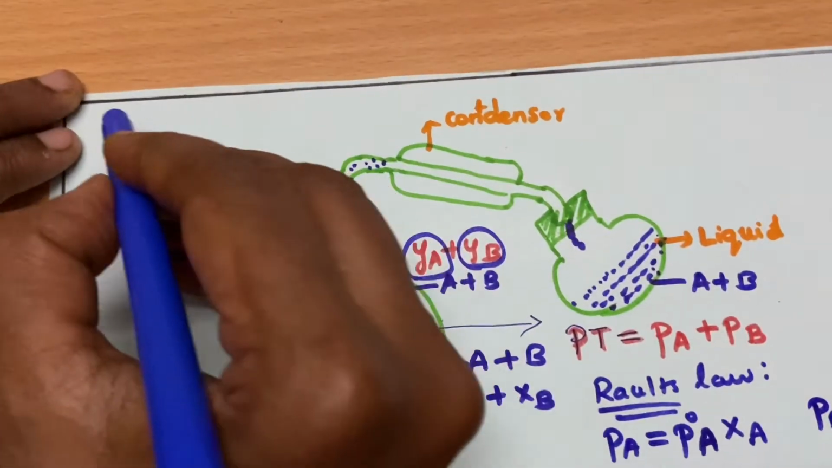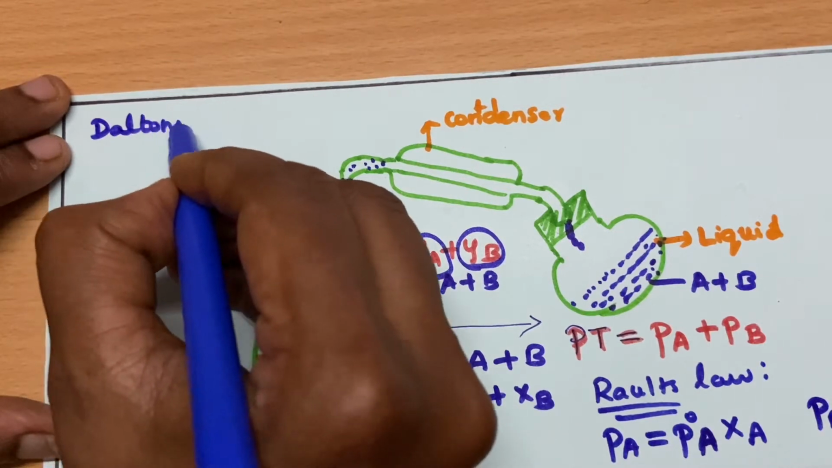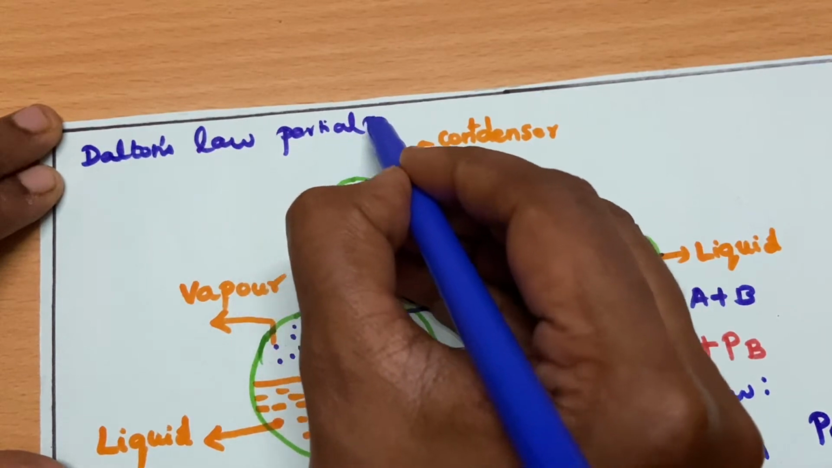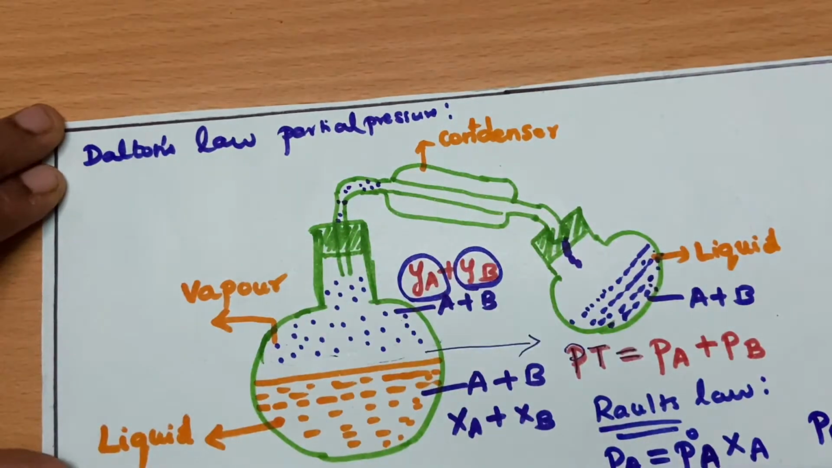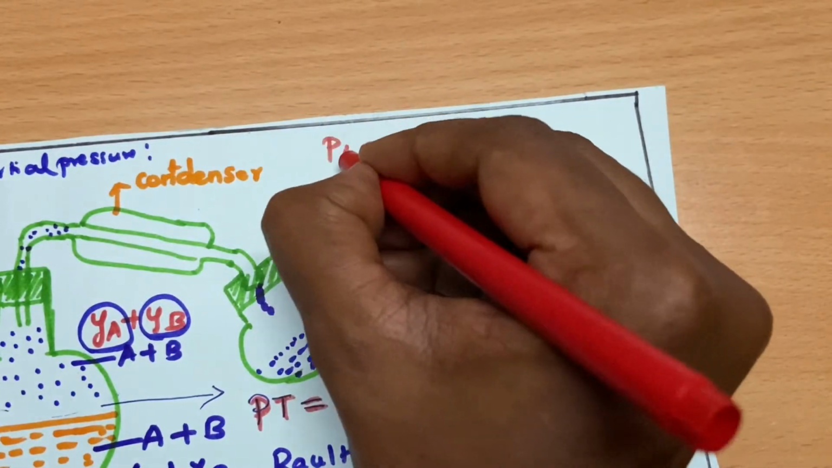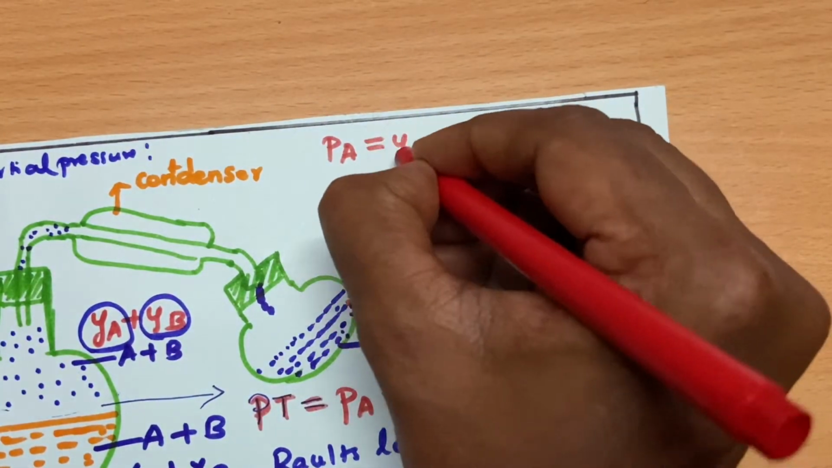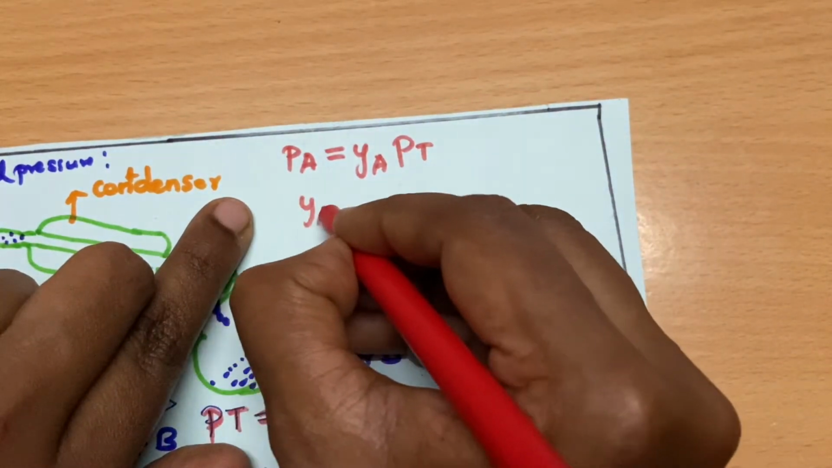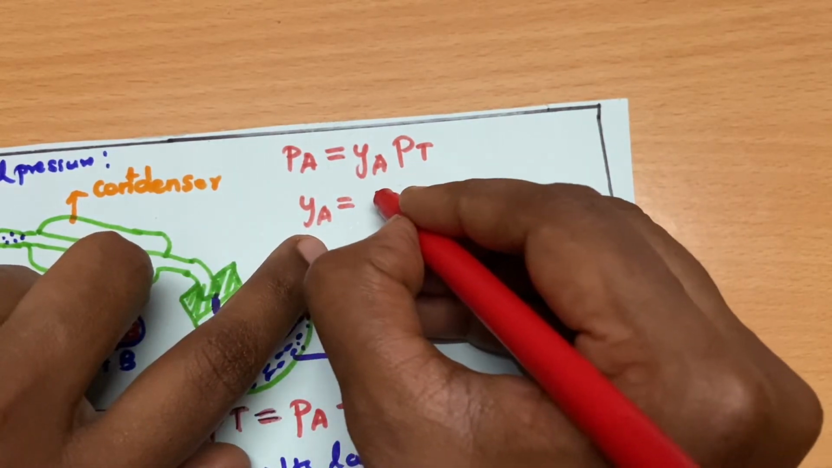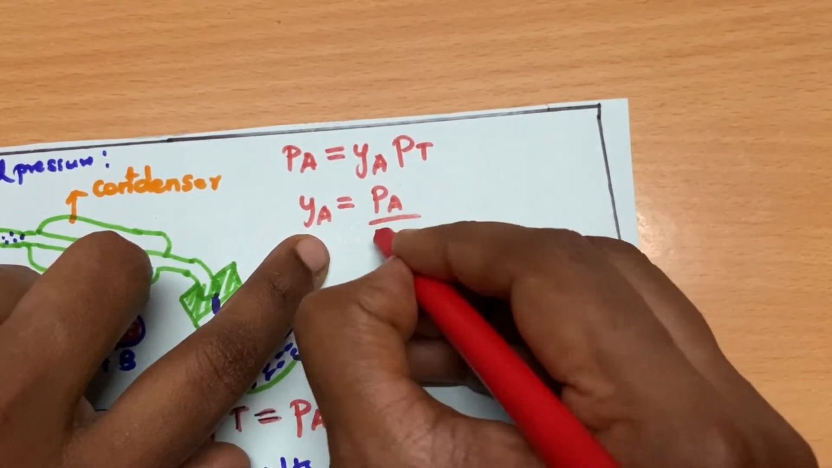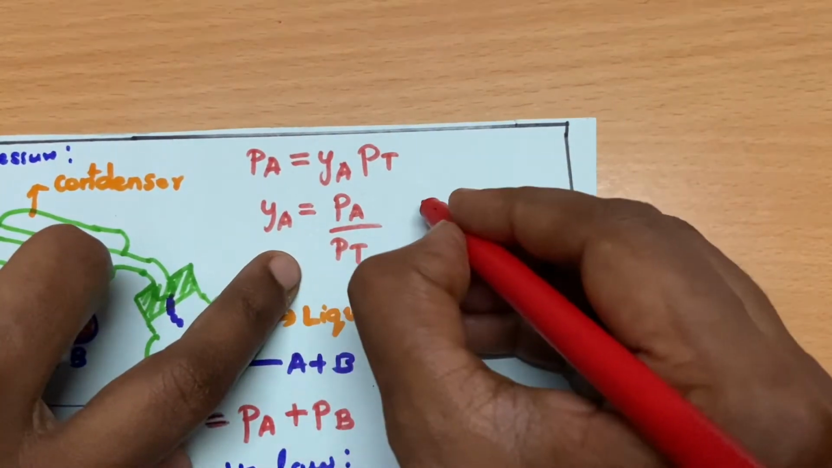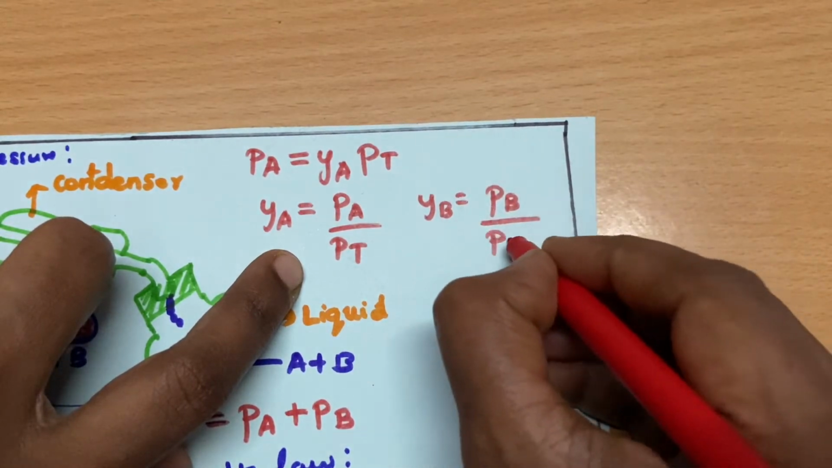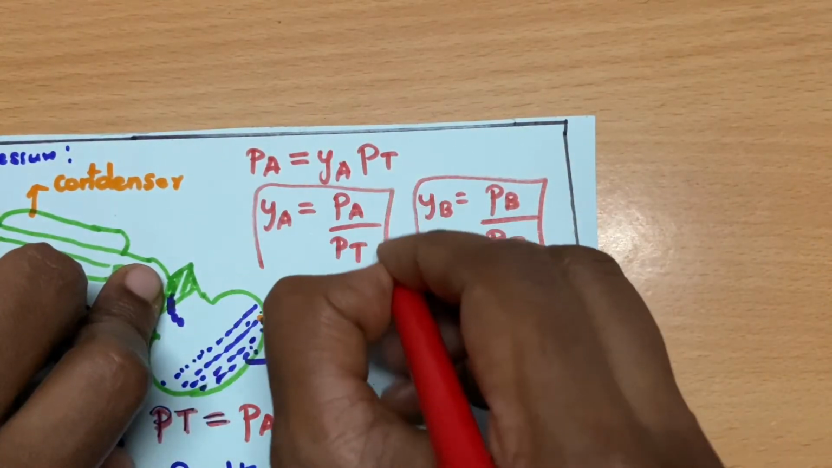For this we are going to use Dalton's law of partial pressure, which you would have learnt in your 11th standard. The partial pressure will be equal to the mole fraction in the vapor state times the total pressure. So Ya can be found out by partial pressure divided by the total pressure. Similarly, Yb can be found out by partial pressure divided by the total pressure. So these are the formulas we are going to use.